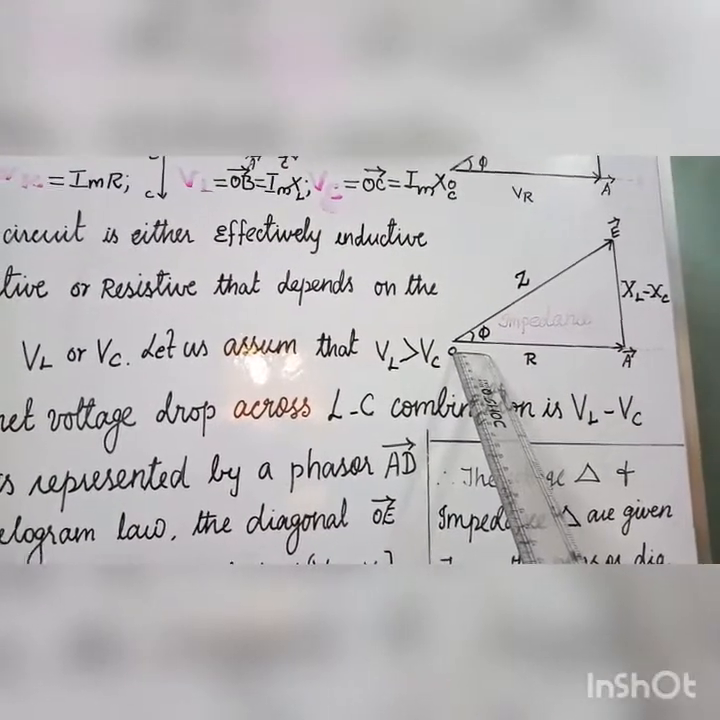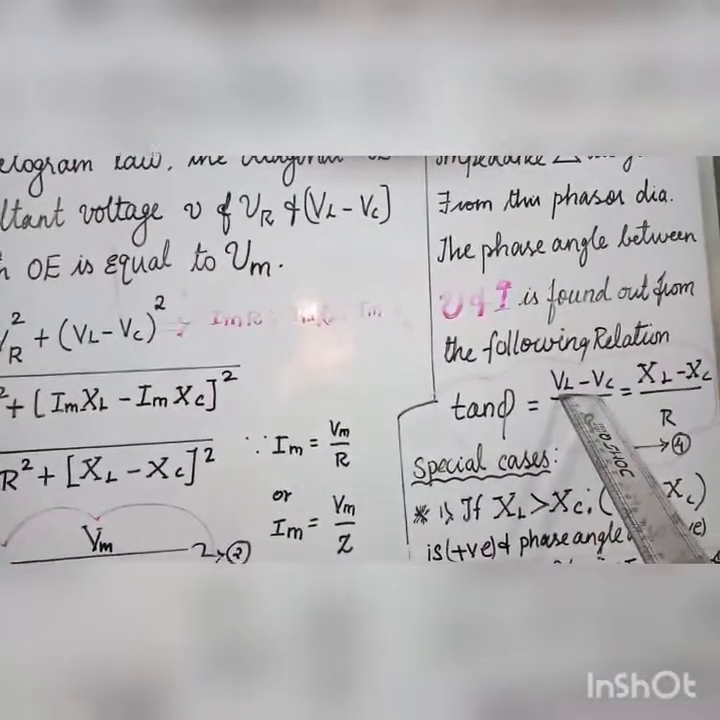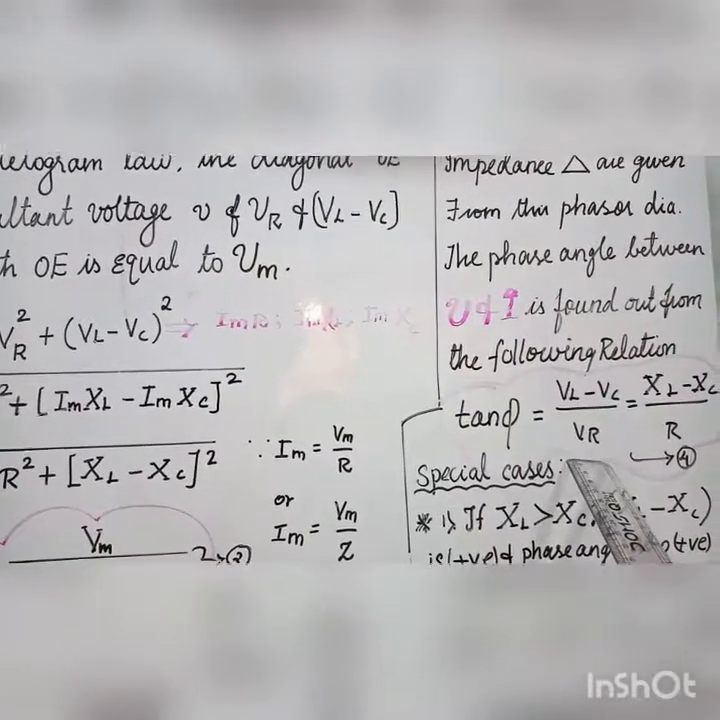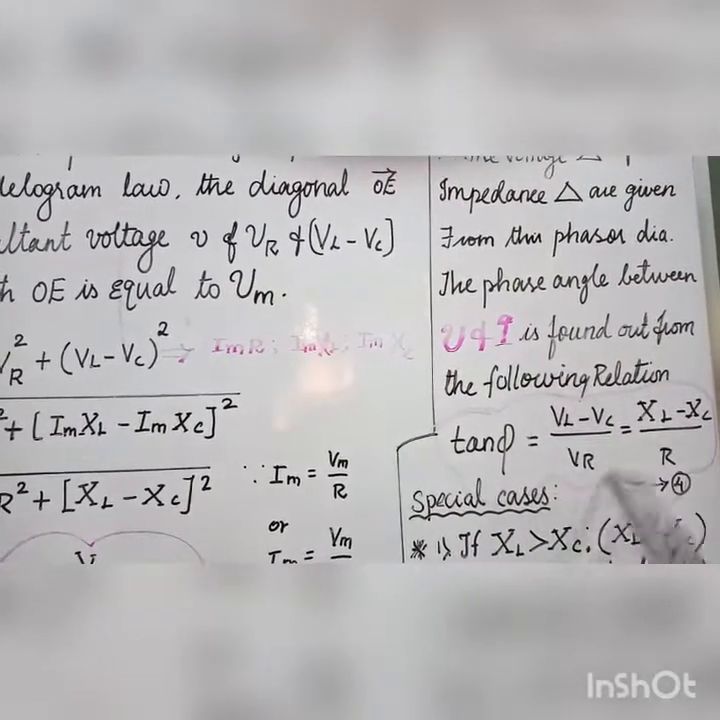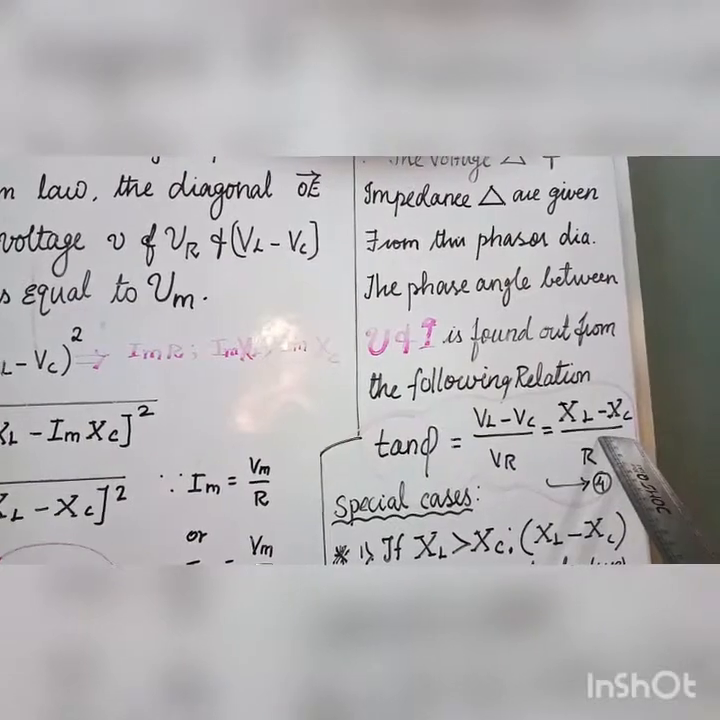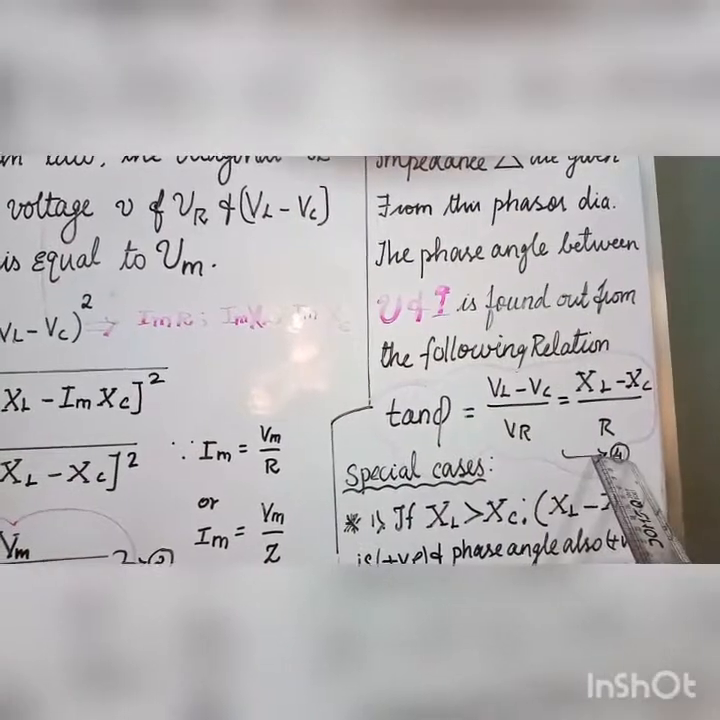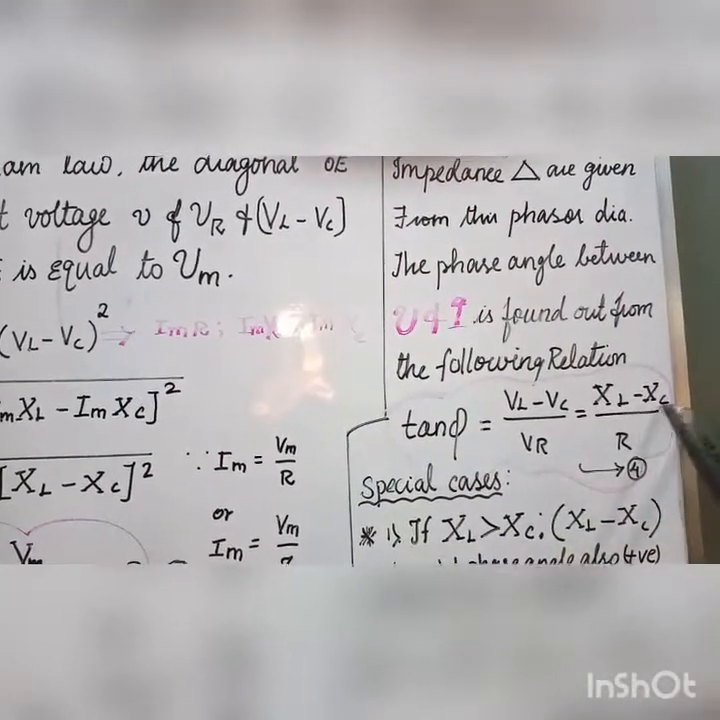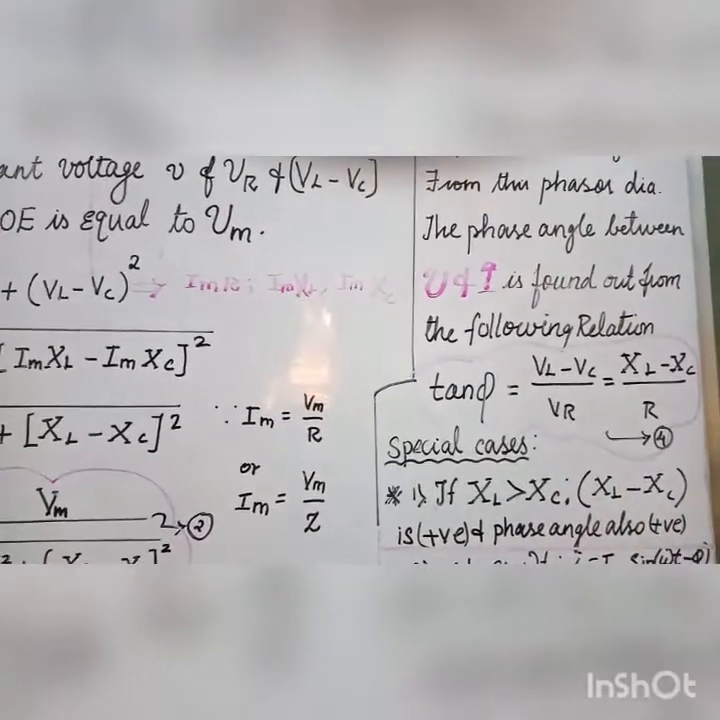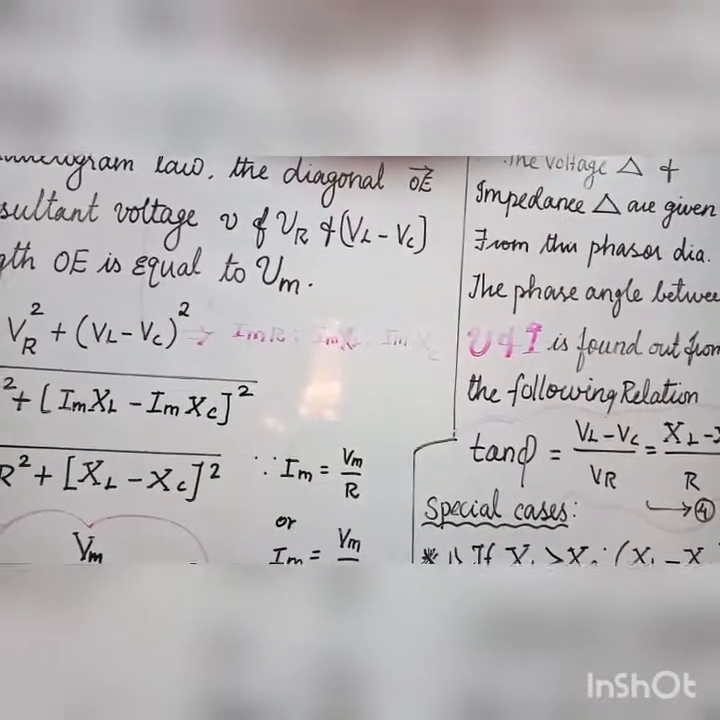The phase angle between voltage and current is found from the following relation. Tan phi is equal to the opposite side divided by the adjacent side. Tan phi is equal to the opposite side, VL minus VC, divided by VR. That is from the voltage diagram. Now take the other triangle, the impedance triangle. Tan phi is equal to the same opposite side divided by the adjacent side, opposite side XL minus XC, divided by R. This is equation number 4.